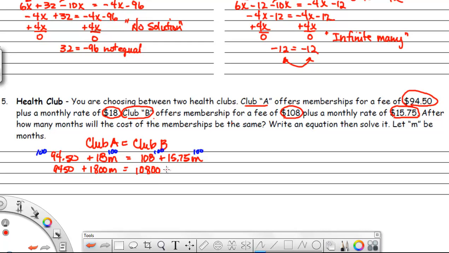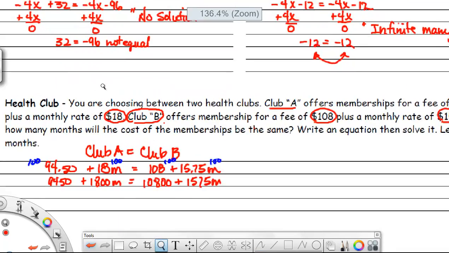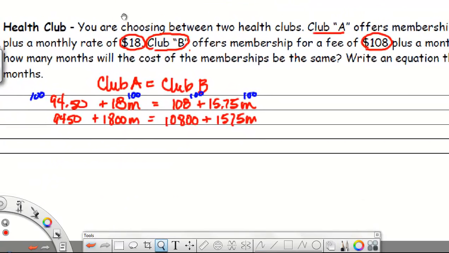And then over here I have 1575m. So this is the equation that I'm going to solve now. I'm going to go ahead and zoom in, and all I've done is just move the decimal over two places by multiplying by a power of 10. So now I want to look at my numbers, get rid of the smallest variable term, so that's 1575. I'll subtract from the left hand side, and then I'll subtract it from the right hand side.